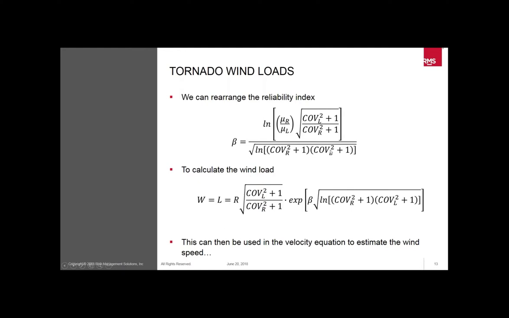So if we rearrange this equation to solve for the wind load, which we represented by L, we get this equation here. So you have the resistance multiplied by the square root of a ratio of their coefficients of variation, and then this exponential term that has the reliability index in it. This is one of the equations that we're putting into the standard that we're developing in the forensics chapter. So this is where that equation comes from.